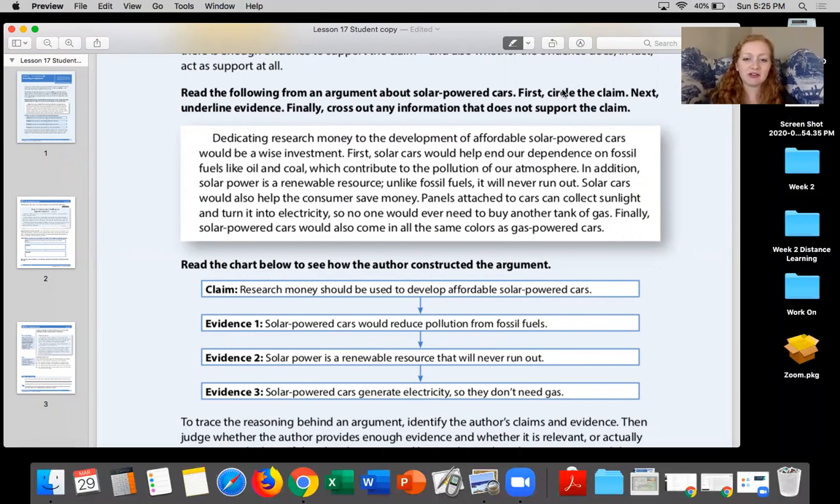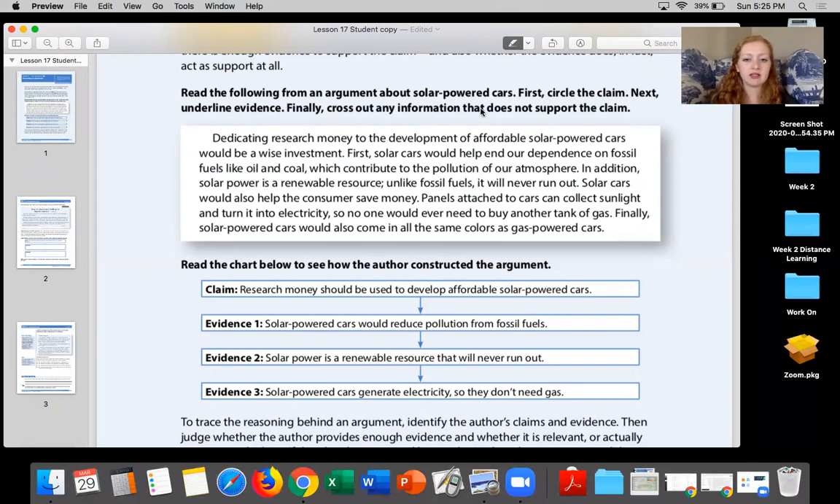Okay, it says read the following from an argument about solar-powered cars. First, circle the claim, next underline evidence, finally cross out any information that does not support the claim. Okay, solar-powered cars, does anybody know what solar means? I hope you know what solar means, sun, okay? So the energy from the sun powers the cars.